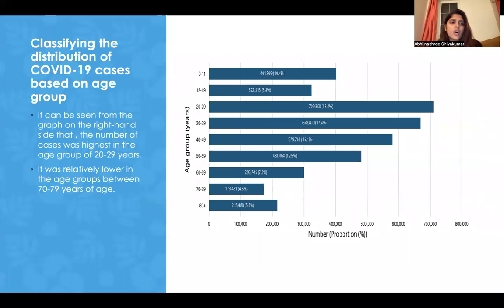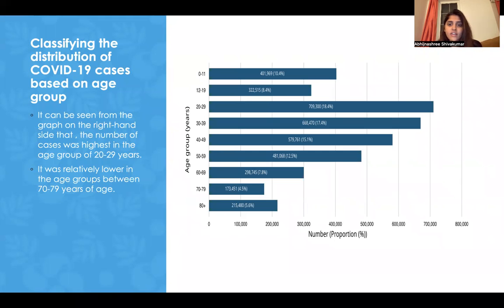Now we will further go on to classify the distribution of COVID-19 cases based on the age groups. So we can see that the various age groups have been affected very differently. 0 to 11 years kids have around 10.4%. A 12 to 19-year-old has around 8.4%, but the maximum can be seen between 20 to 29-year-olds, largely because these are the age groups of people who mostly go outside rather than the other groups of people, which led to the increase in the spread of the virus.